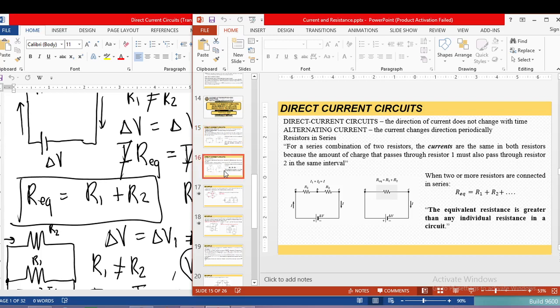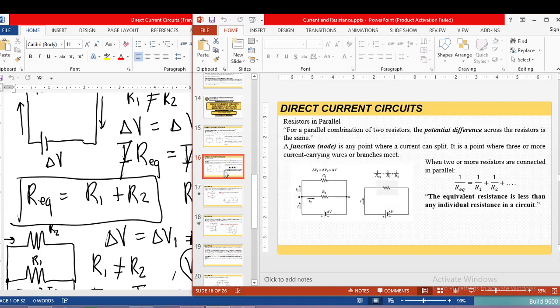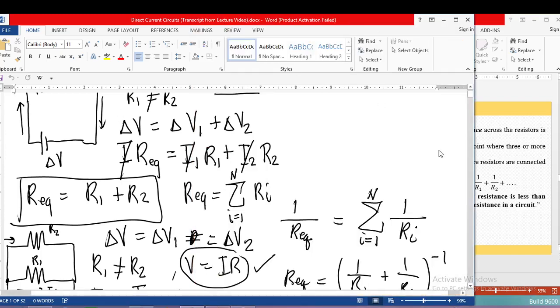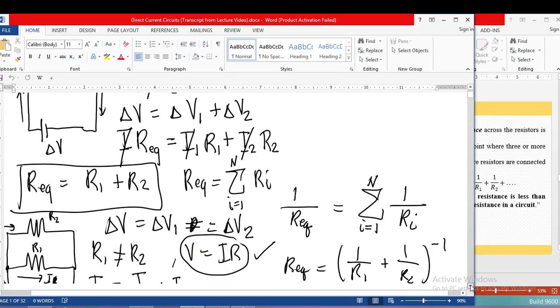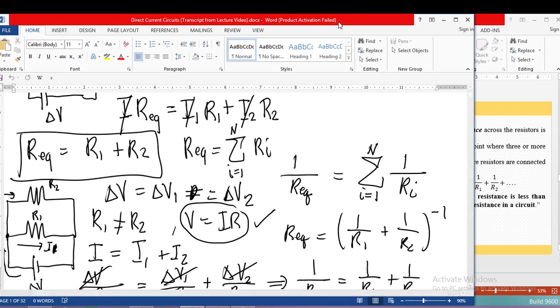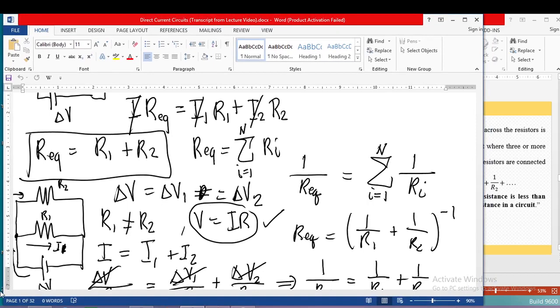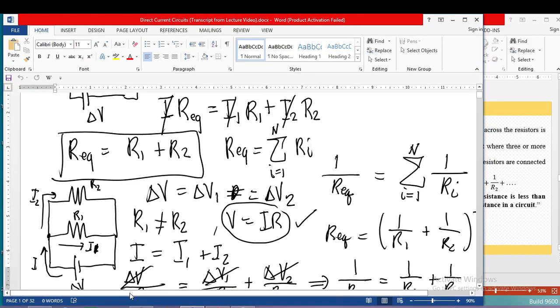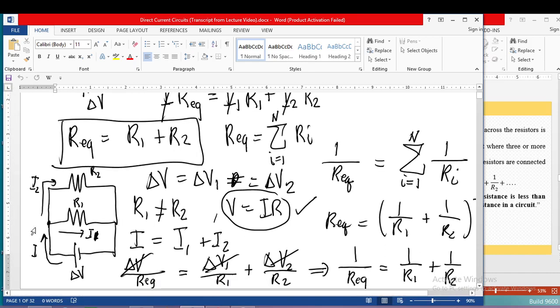Now how about if the resistors are connected in parallel? What do you think will happen? We have here a simple parallel circuit given by this. You can see that our current is now split because of what is called the junction or node. A junction is the point where three or more wires meet with each other. Because of this junction, the current supplied by the battery is split.